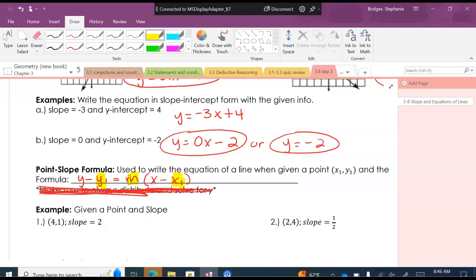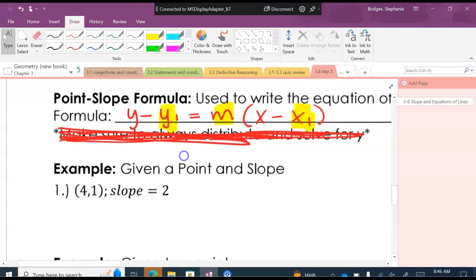Now, we are going to write an equation given the information here. It tells me that my point, my ordered pair for that first example is (4, 1), and it tells me my slope is 2. So this ordered pair here is my x1 and y1, and that's going to go in the place of my x1 and my y1 in my formula. My slope, it tells me, is 2. That goes in place of m.